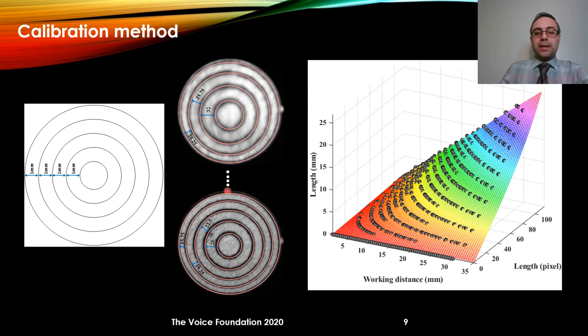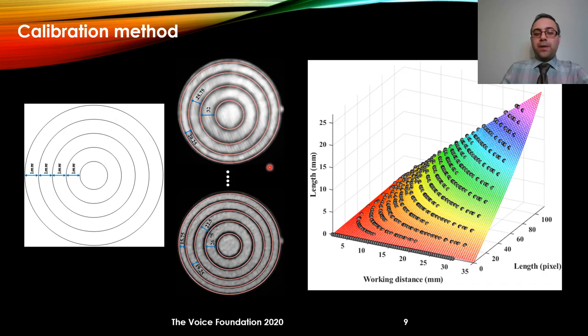By looking at this image, we see as we move from the center toward the periphery, the distance between consecutive circles is decreasing. This clearly shows the effect of nonlinear distortion that we were talking about in the previous slide. At the same time, if we compare this image with this second image, we see as the working distance increases, the distance between the two smallest circles is decreasing.